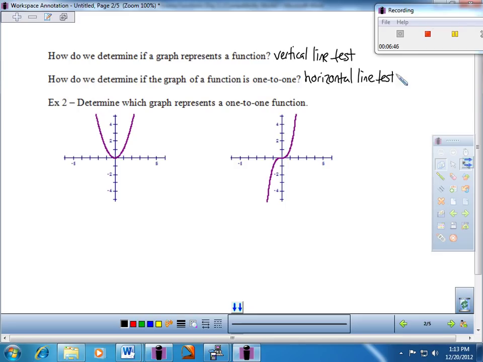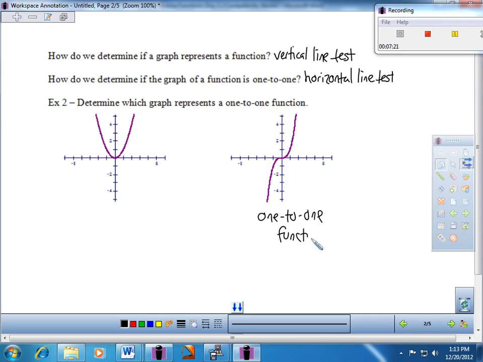So if you don't remember what those tests represent, just wait a second or two. But basically, I would ask you to do example 2 on your paper, and it says determine which graph represents a one-to-one function. So 2 functions, by the way, both pass the vertical line test. This one just happens to be a nice, probably like y equals x squared. This one probably is something like y equals x cubed. No big deal. So one of those is one-to-one, and the other is not. And the winner, that one, there it is. So this is a one-to-one function.